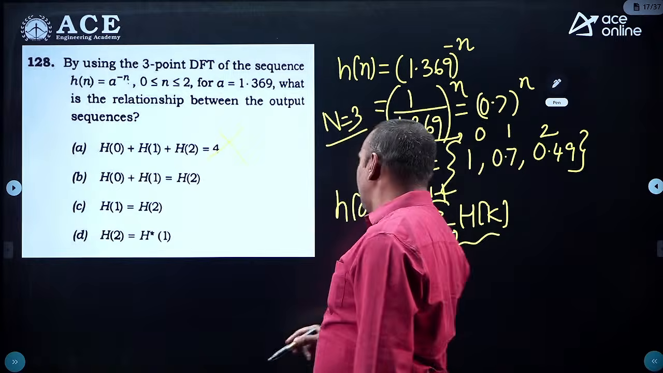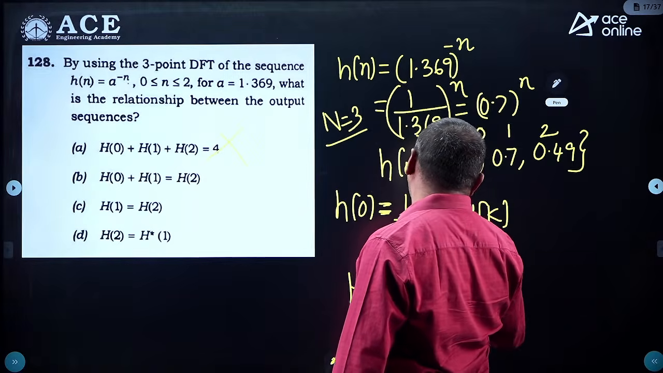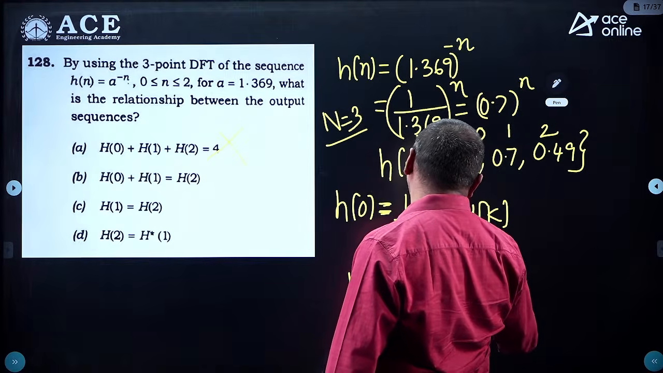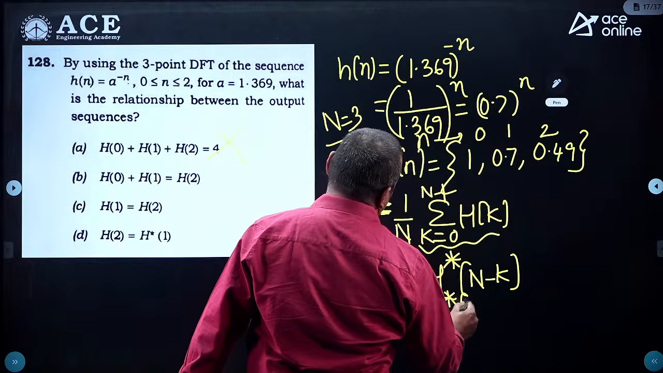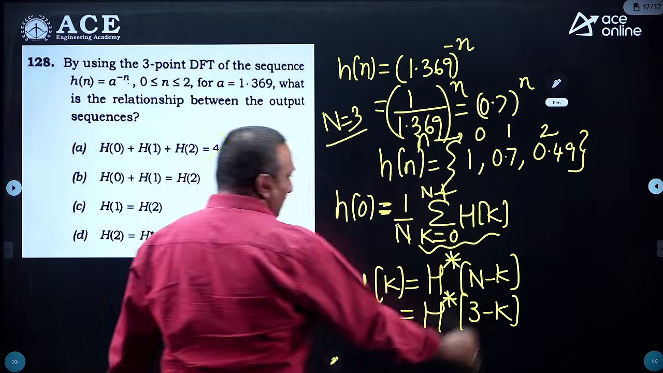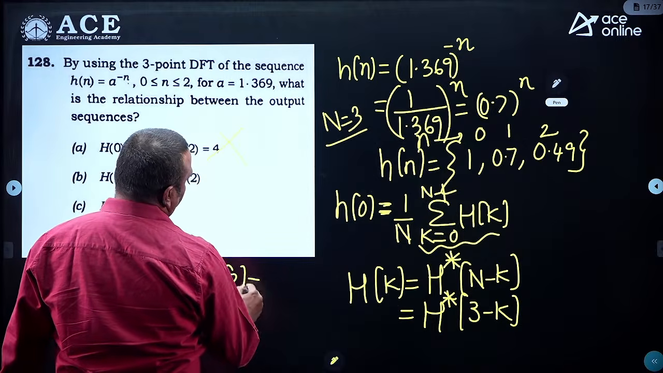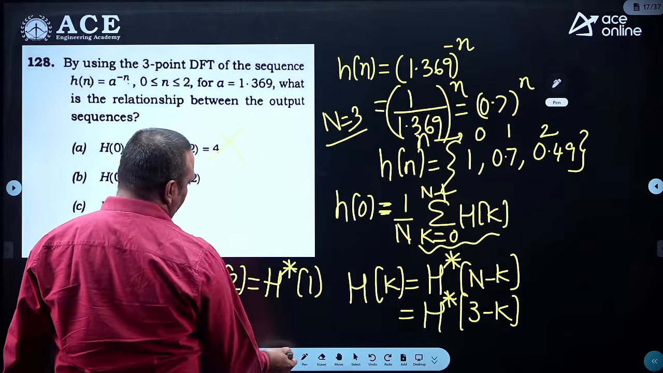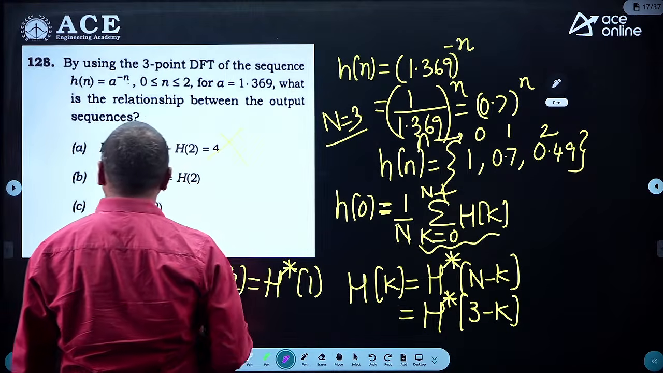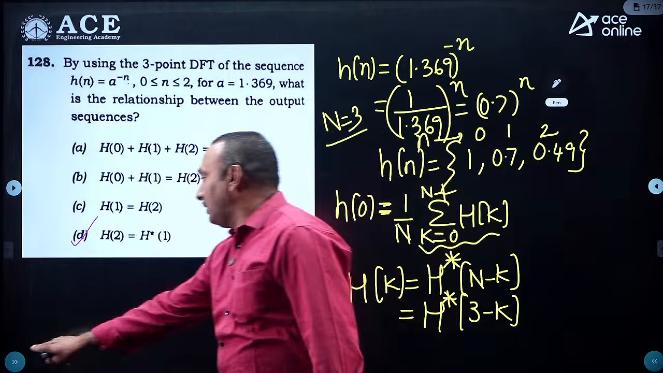But we are aware it obeys the conjugate symmetry property. Hk is H star of N minus k. Period N is mentioned to be 3. So, what happens if I substitute k plus 2? If I substitute k plus 2, it is simply H conjugate of 1. So, which is the best option there? Option D.